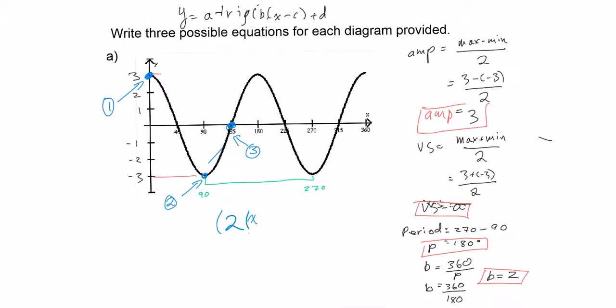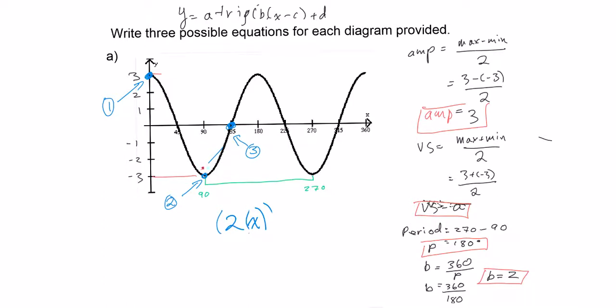So we write x. Now, is there a phase shift? If there isn't, we just don't put anything in there, because x minus 0 is still just x, is it not? And now we have a vertical shift, which we've identified to be 0. So all we have to do is just add 0. Boom.